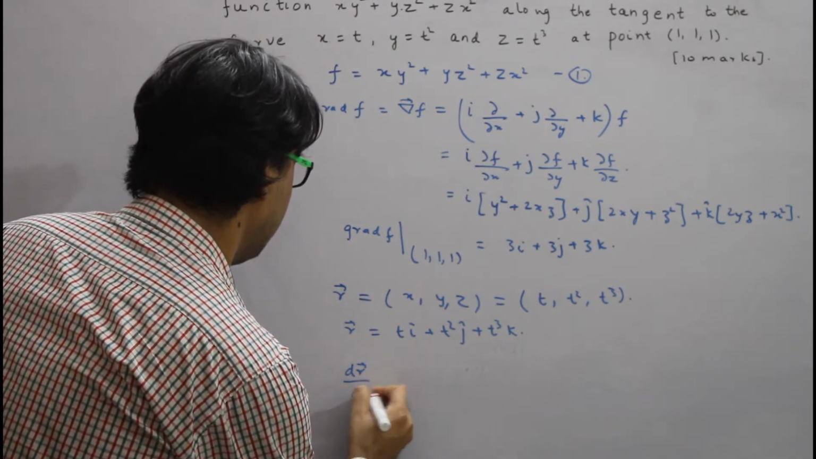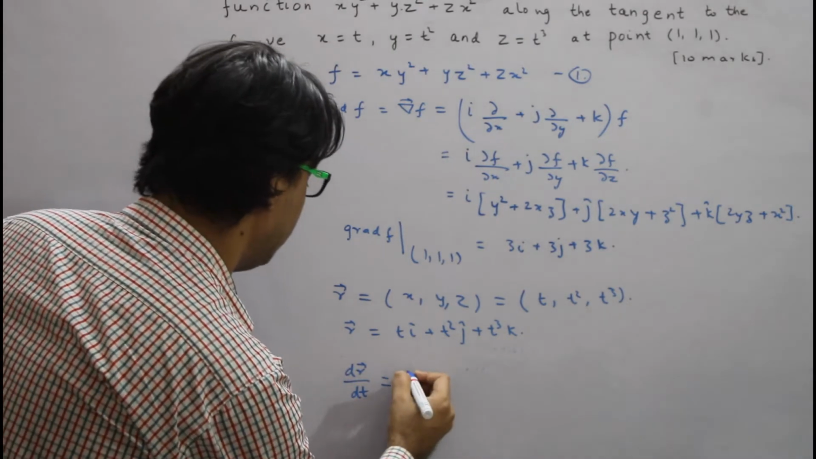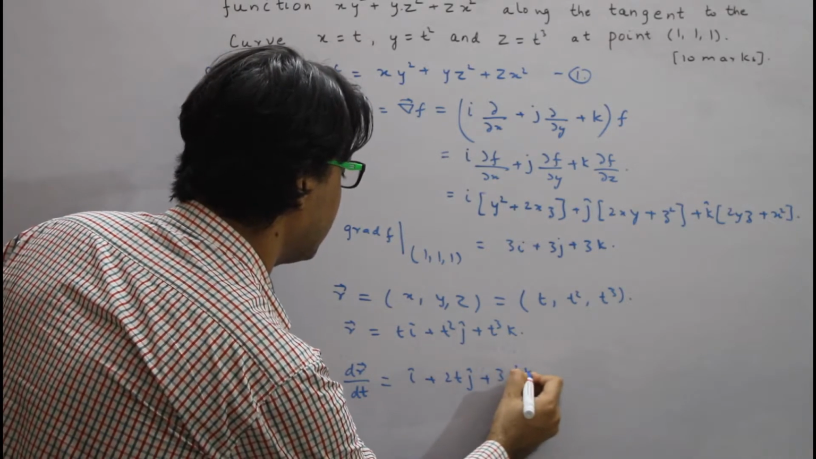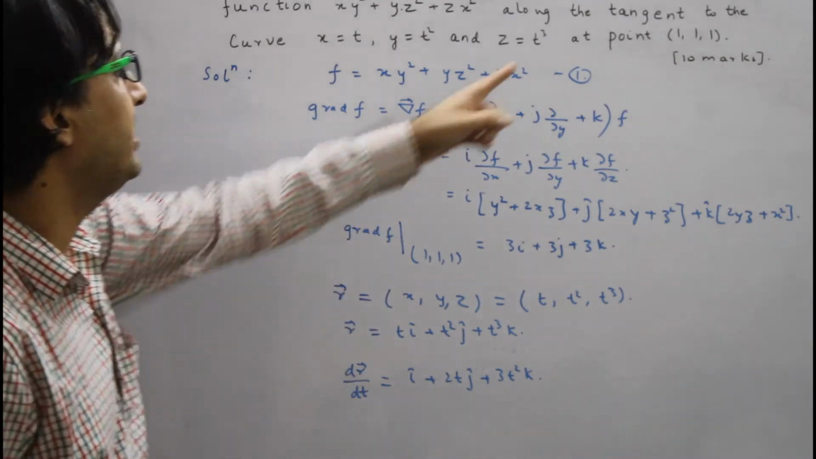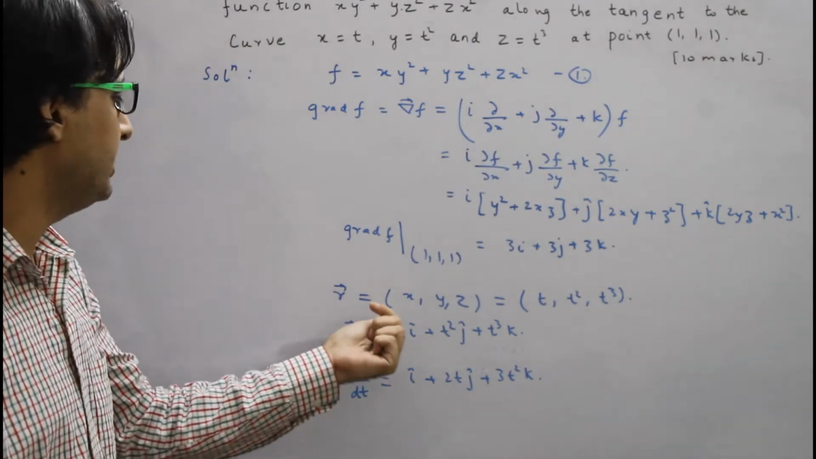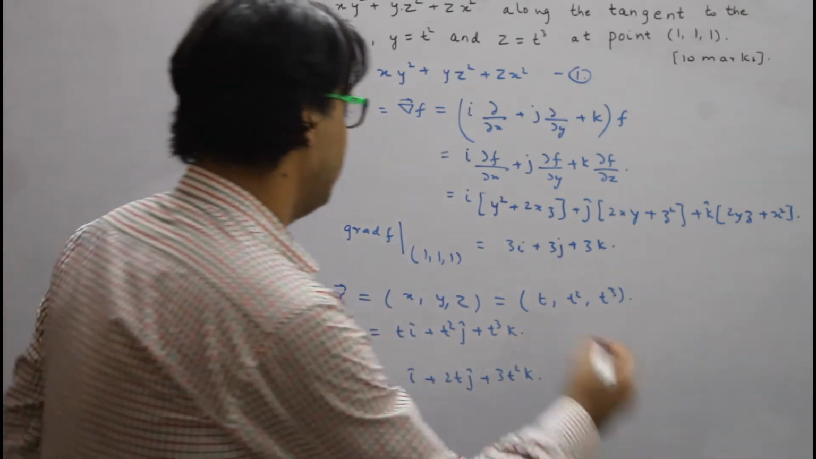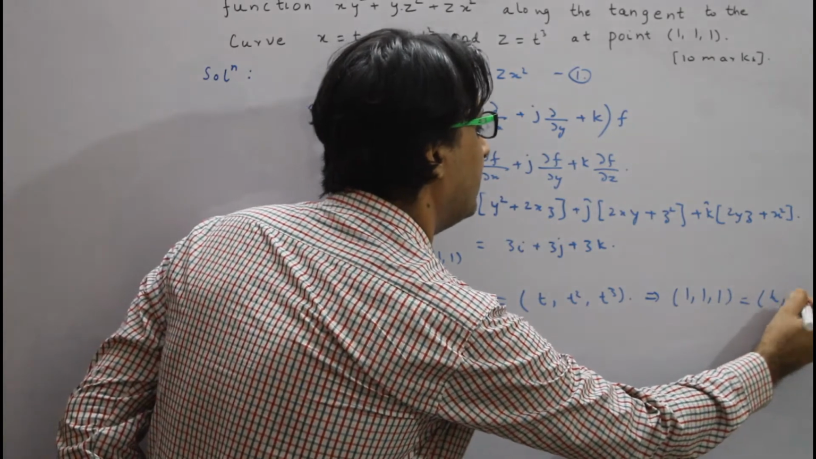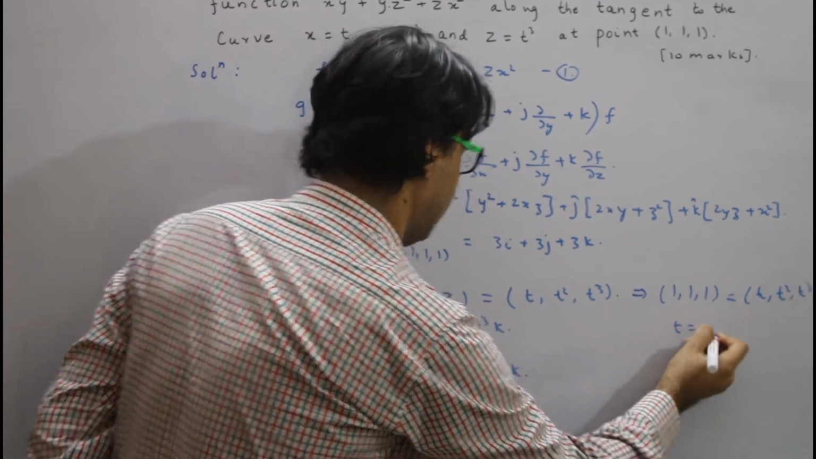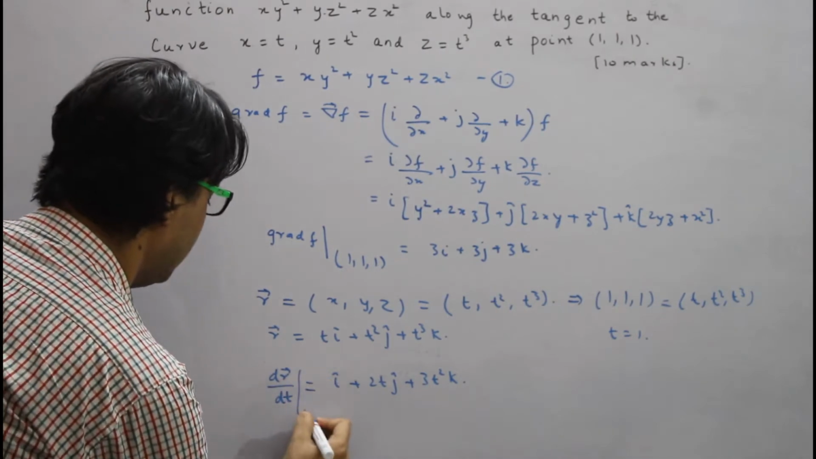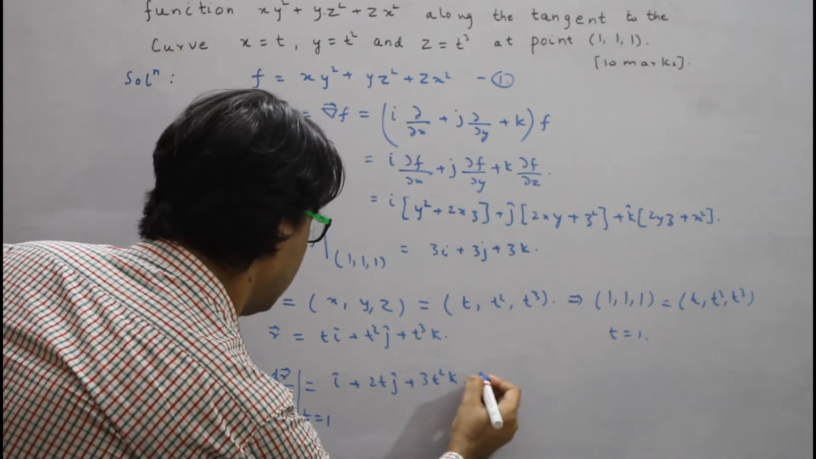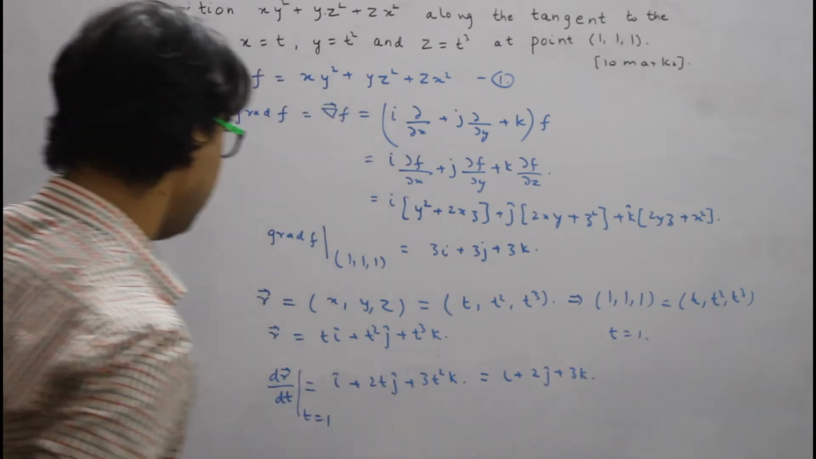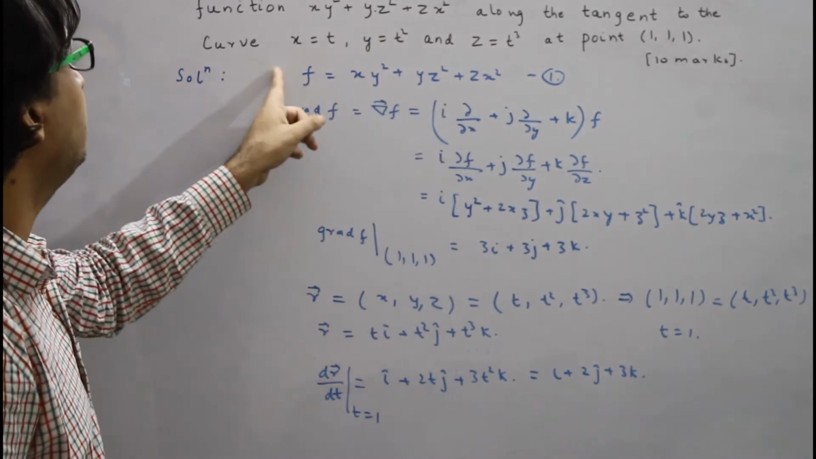So we have to find its slope to that tangent. This becomes dr by dt, which is i plus 2t j plus 3t square k. And we have to find it at this point, that is 1, 1, 1. This is in Cartesian coordinates and this is in parametric form. So we already know its value. This is 1, 1, 1, so this satisfies for all, and we get our t as 1. So at t equal to 1 this is going to be i plus 2j plus 3k. Now this is along the tangent to this curve at this point.